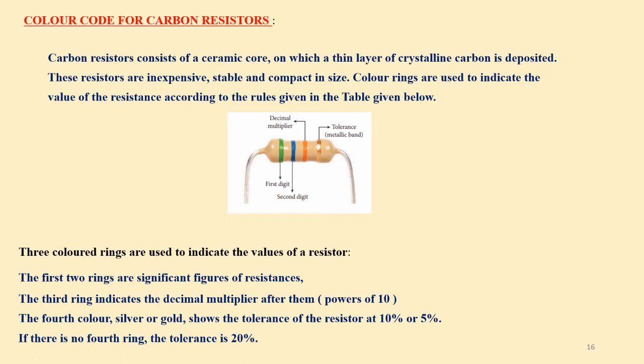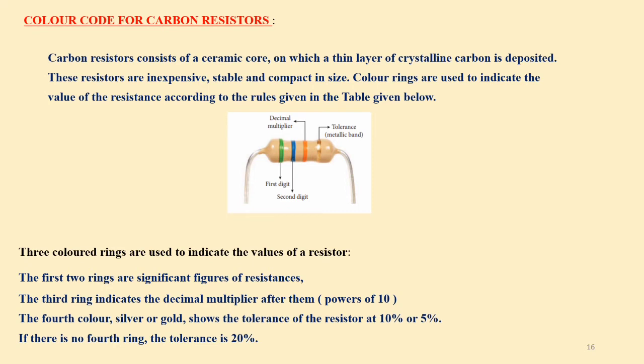The third ring indicates the decimal multiplier after these 2, that is powers of 10. The fourth color, may be silver or gold color, shows the tolerance of the resistor at 10% or 5% respectively. If there is no fourth ring, then the tolerance of the resistor is 20%. So tolerance of the resistor means when the resistor is connected in the circuit, by how much the resistor can tolerate the variations of current in the resistor.